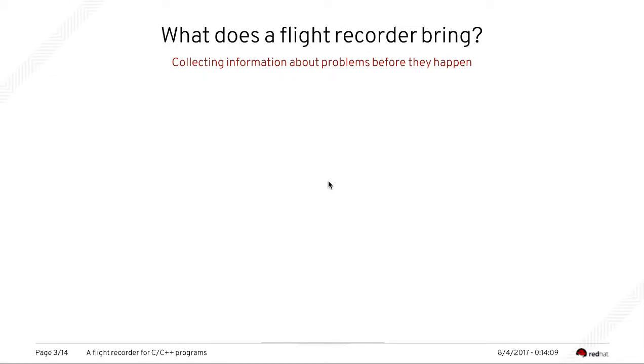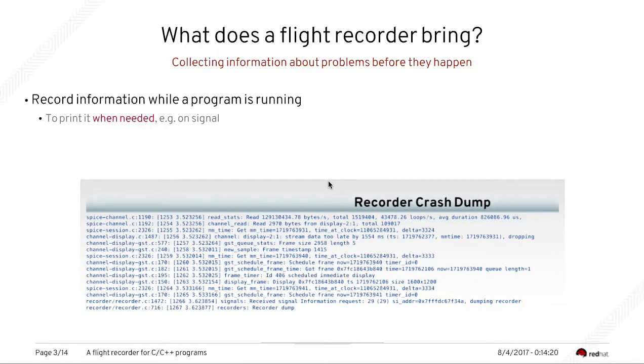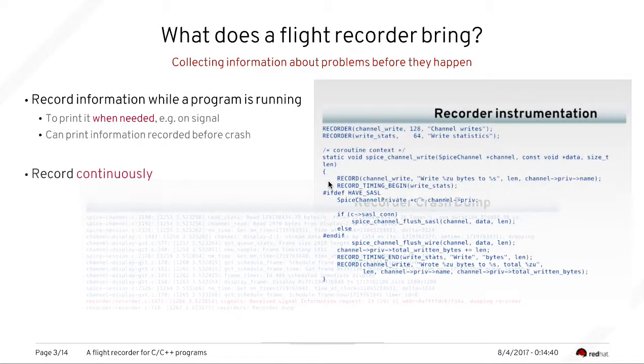So what does a flight recorder bring to this equation? It collects information about problems before they happen. It records information while the program is running to print it, for example, when you receive a signal. Here, I'm receiving a signal information request, like SIGINFO, that I sent from the terminal, and you can see in blue printed the information for events that were happening just before I sent this signal.